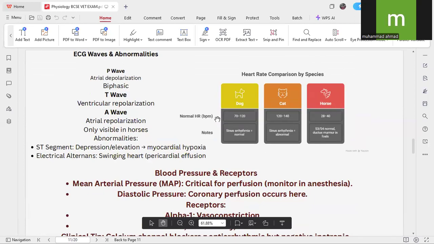Heart rate in different species: dog 70 to 120, cat 120 to 140, horse 28 to 40. In dogs, sinus arrhythmia is normal, and sinus arrhythmia is basically the variation that controls the heart rate with inspiration and expiration. In cats, sinus arrhythmia is abnormal. In horses, S3 and S4 are normal and can be audible. Ductus murmur in foals.